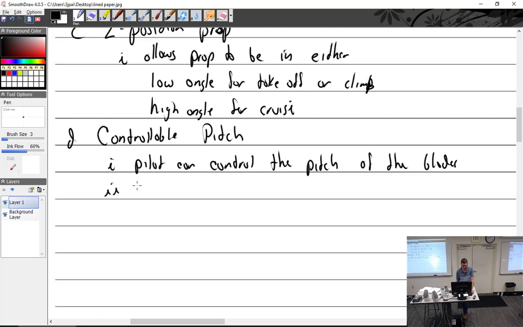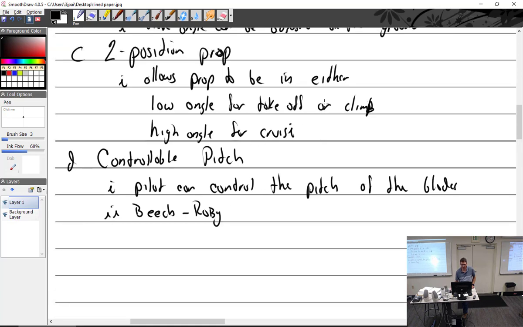This one I'm going to show you is a Beech, B-E-E-C-H, Roby. And this one up here I showed you was the two position, the Hamilton Standard. Hamilton Standard two position. This one is the Beech Roby.